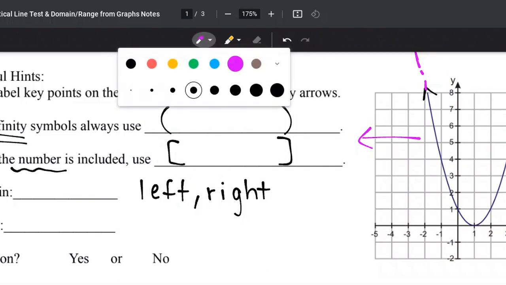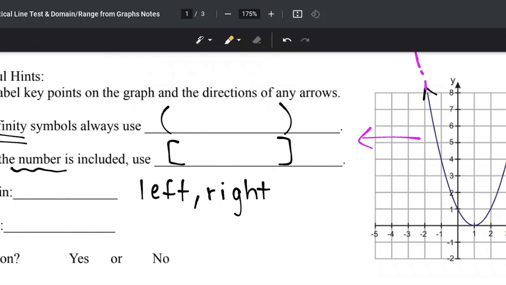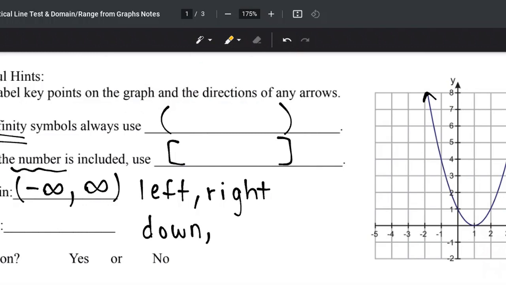Since the graph is extending forever left, that means it's going to negative infinity along the x-axis. And since it's extending forever to the right, it's going to positive infinity along the x-axis. So the domain is negative infinity to positive infinity. Now let's start looking at our range. For the range, that's the set of all y values. And when you're looking for the range, I want you to first look down, and then look up.